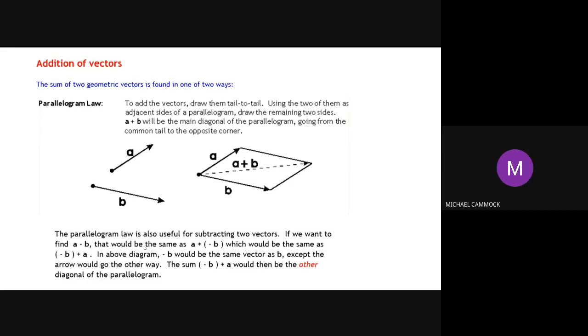So the parallelogram law is useful for subtracting vectors as well, because we can do A minus B, which I'll demonstrate to you in another slide. But here's how we sum two vectors, by simply taking the diagonal between the two sides that are joined together by their tails and completing a parallelogram. That's one way that we can represent the sum of two vectors.